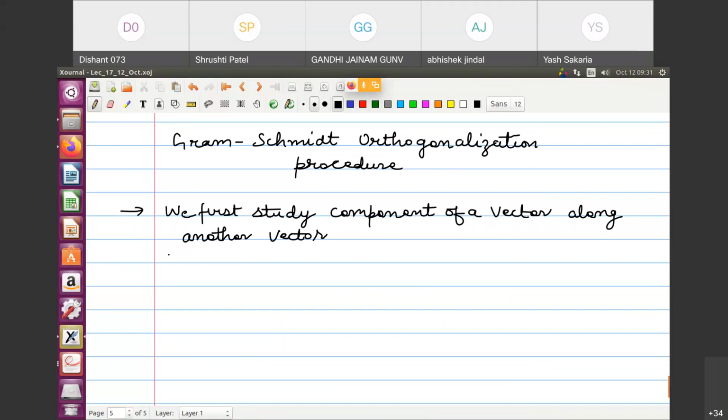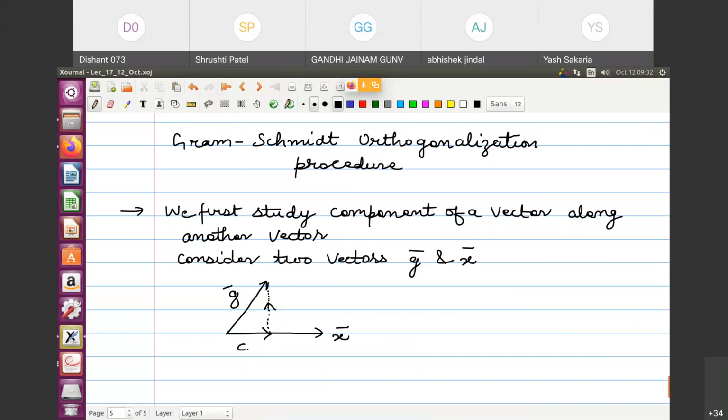So let us consider two vectors, G bar and X bar, suppose. Okay. And let us assume that this is your X bar and suppose this is your G bar. And suppose this is another vector which is like this. And this is some vector. And suppose this is your C X bar. C is a scalar. This is some sort of an origin.